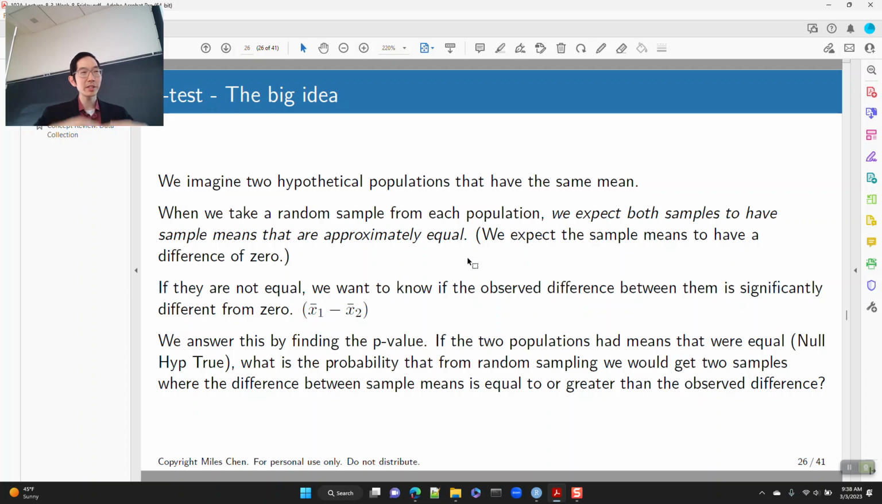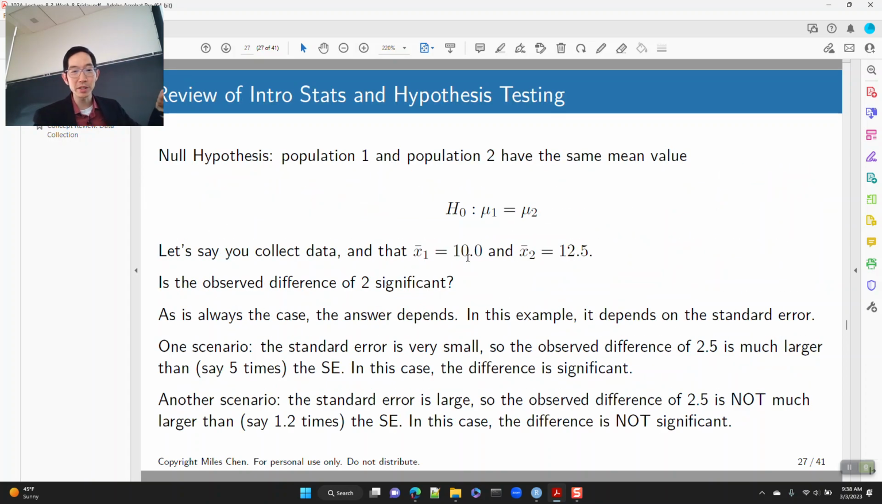And we want to know, let's say X bar 1 has a mean of 10 and X bar 2 has a mean of 12.5. The question is, is that difference between 10 and 12.5 a significant difference? Or is this difference possible from just random sampling? Is it possible that population 1 and population 2 actually have the same mean, but just by random sampling, we happened to get an X bar 1 that was around 10, and X bar 2 ended up at 12.5?